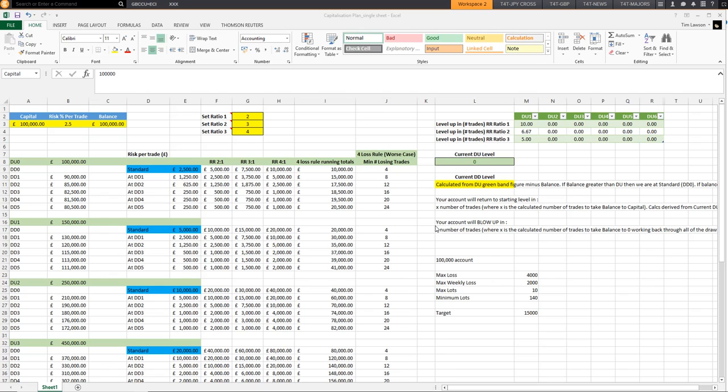You can ignore this section here. I was looking at building additional functionality into this. These are just some odd notes I made. You can just ignore those for now. I've stopped working on this spreadsheet anyway.